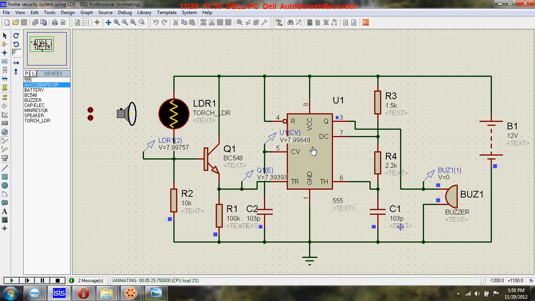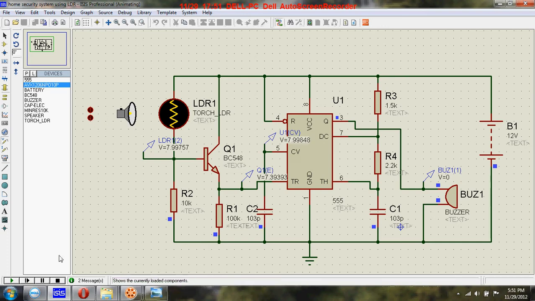So the logic of this circuit is quite simple. Here this LDR has an interesting property, and the property is that the voltage across it will change according to whether light falls upon it or not.